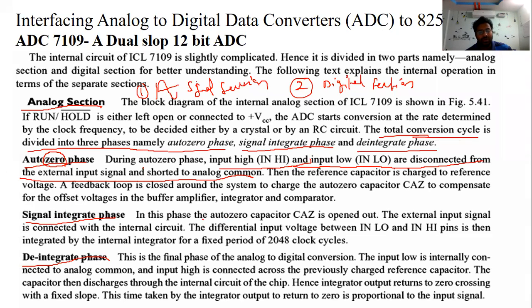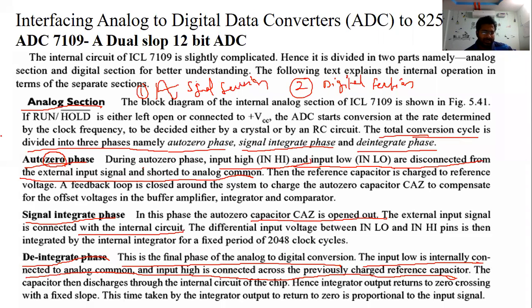In this phase, the auto zero capacitor is open, nothing but the zero phase is open. The external input signal is connected through the internal circuit. The de-integrate phase is the final phase of the analog to digital conversion. In this phase, the input is low, internally connected to analog common, and the input is connected across the previously charged reference capacitor.